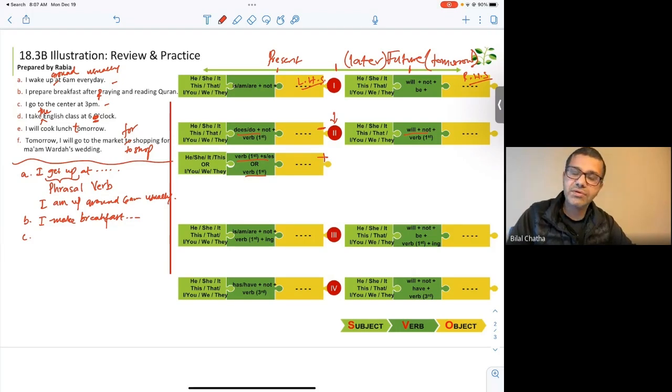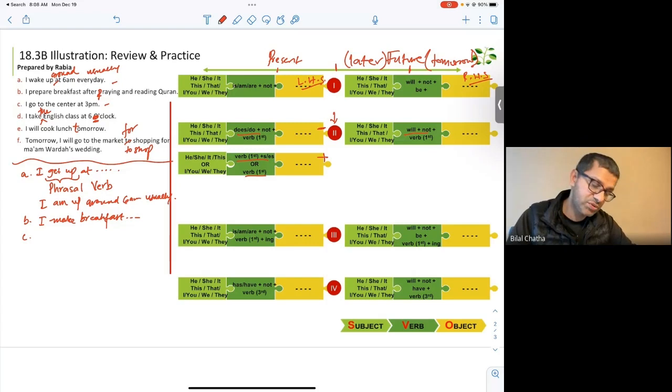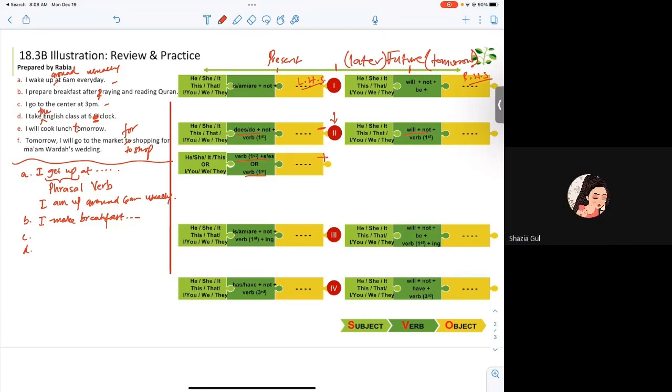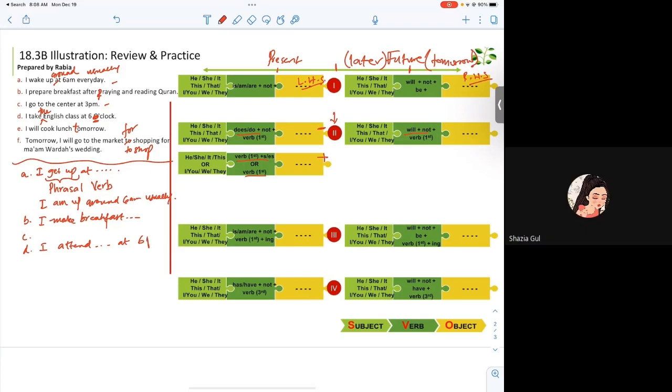I go to the center at 3 PM. Sumer. Sir, I come to the center at 3 p.m. Okay, yeah, I come to the center, I go, मैं जाता हूँ या आता हूँ, यहाँ पे दोनों लग सकते हैं. Okay, I take the English class at 6 o'clock. इसकी क्या होगी? Let's go with Shazia. I attend the English class at 6 p.m. Mhm. I attend the English class at, what did you say? 6 p.m. Okay.